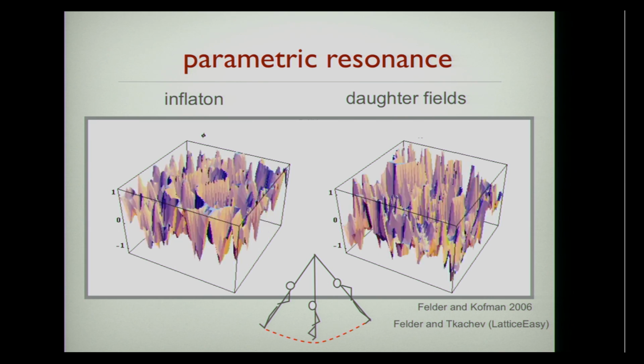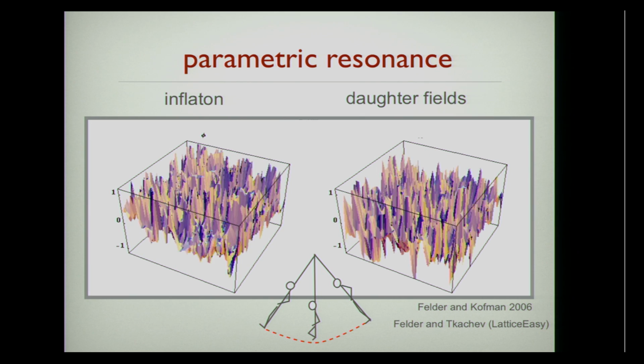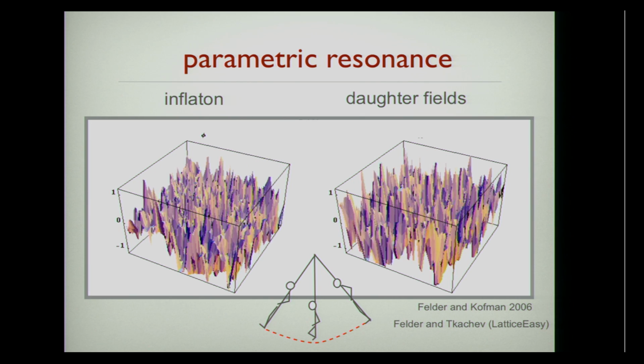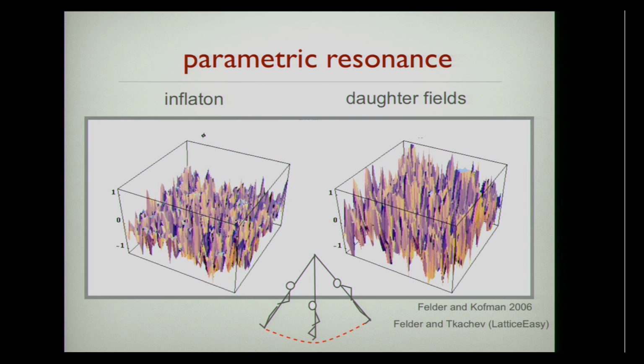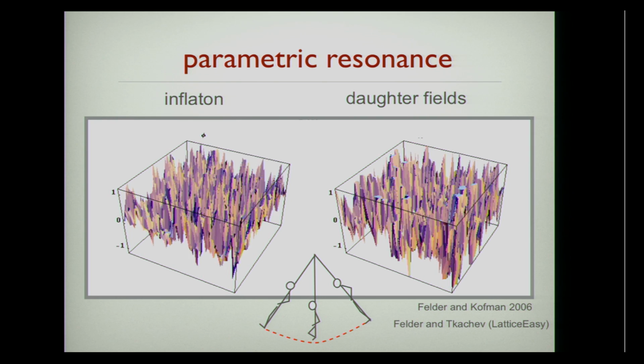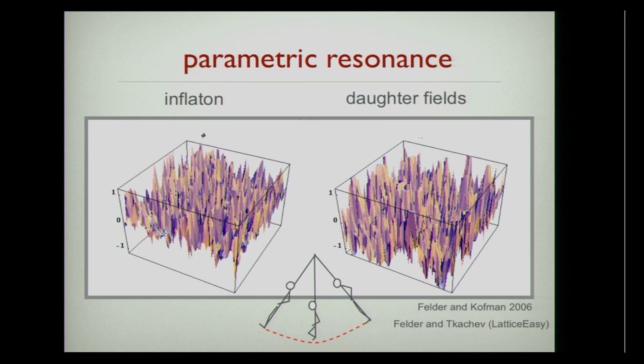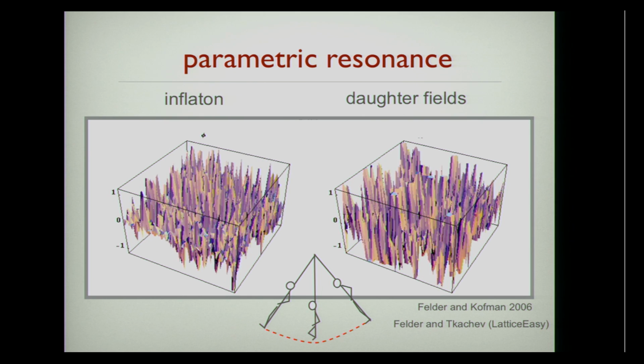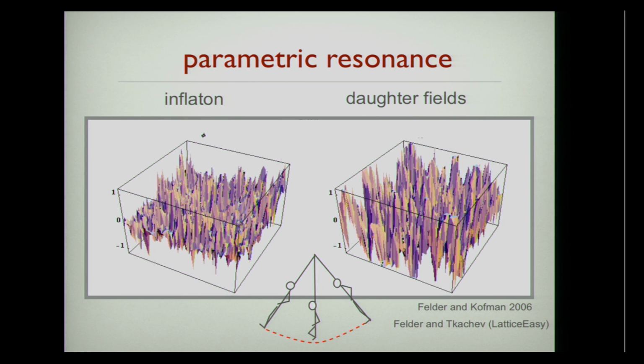By the way, I'm not going to go into detail about this, but the equations that describe it are the same as what describes a child on a swing. Okay? A child standing up and down will, if they do it at the right frequency, increase the arc of the swing really, really fast. It's the same equation that's describing this. So the up and down motion of the child can be thought of as the inflaton, whereas the arc of the swing is sort of the particle production that's taking place.